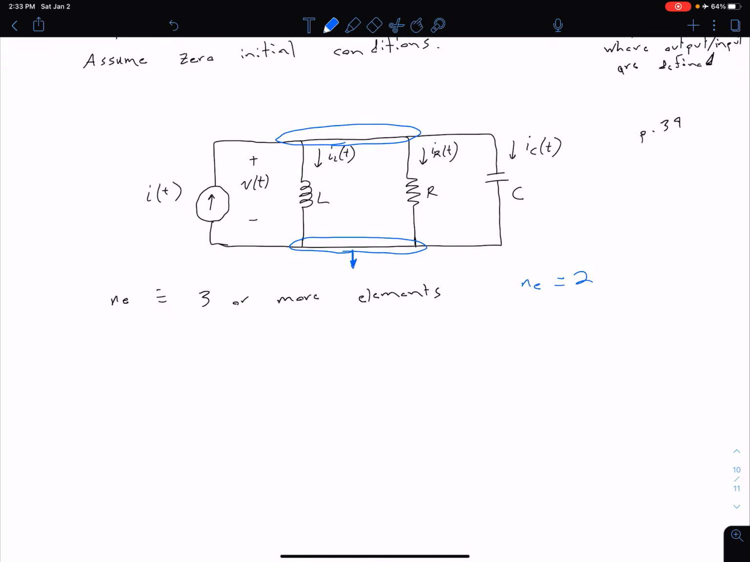and I indicate it's the reference by putting this arrow. I then can call this one up here on the top my node 1, and I can define some node voltage V1. In this case, notice that the node voltage V1 is the same as this voltage V of t, so I didn't even really have to do that. But again, we're working towards a general process where you don't necessarily need to know step by step what to do in the node voltage method.